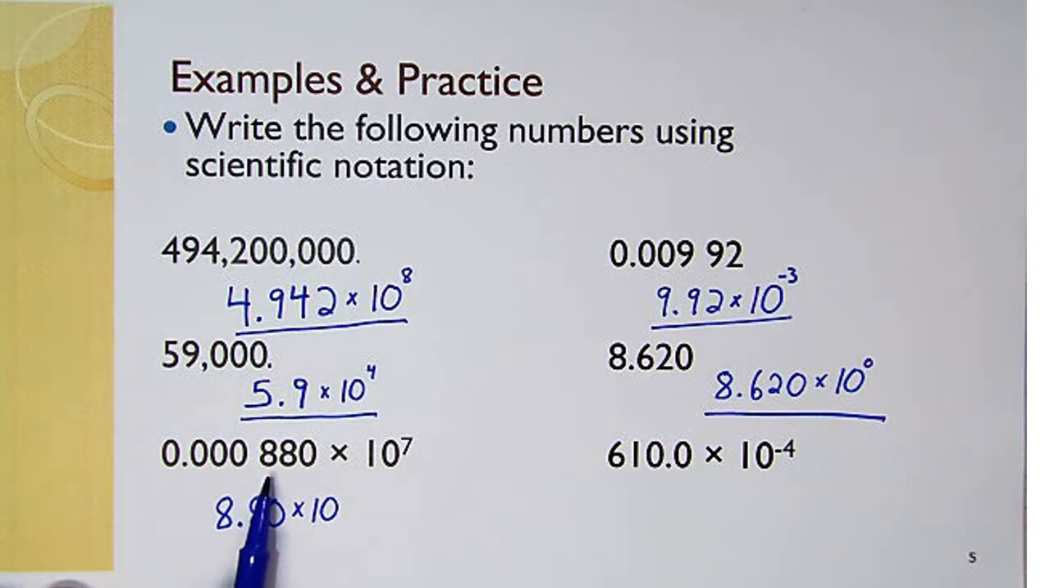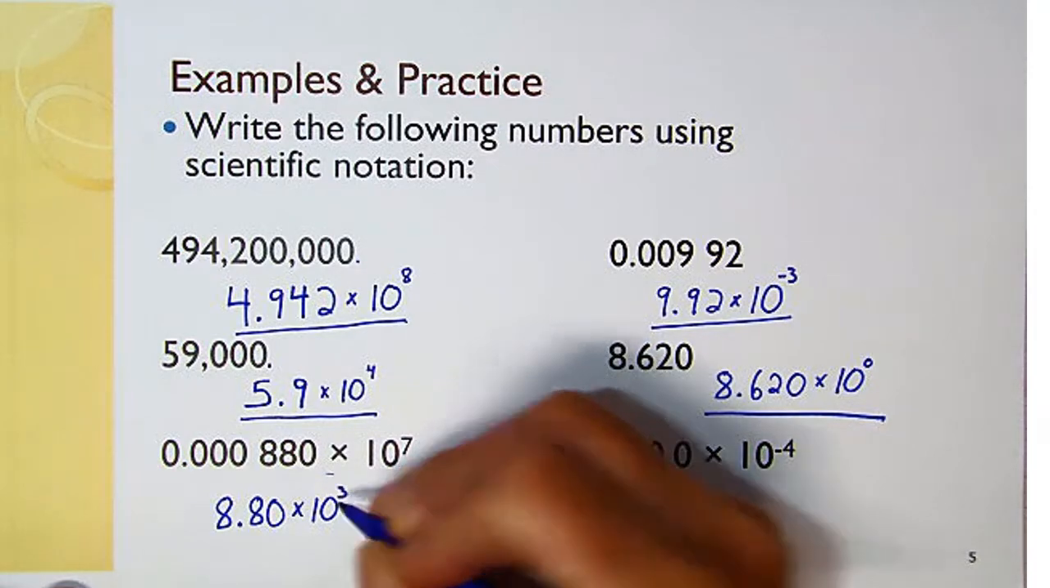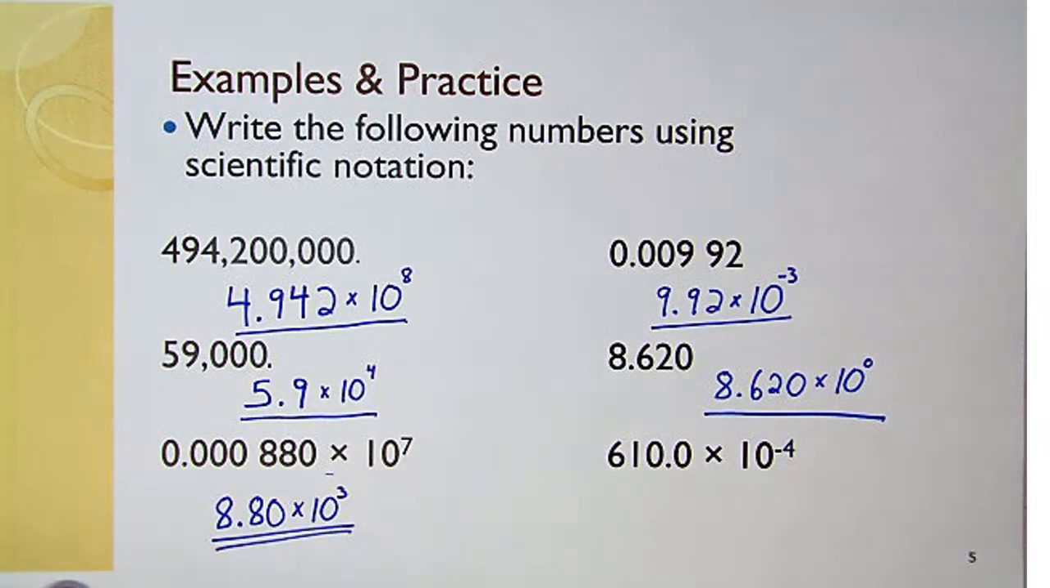Now, all of the number's value is either located in the coefficient or the power of 10, and we can move that number's value back and forth. It's kind of like a seesaw. If one side of the number goes up, then the other side of the number has to go down. Since we're making the coefficient 1, 2, 3, 4 places bigger than it was, we're going to get that value by taking it out of our power of 10. This has to go 4 places smaller than it was, so the 7 is going to drop down to a 3. 8.80 times 10 to the third. Our coefficient had to get bigger, so our power of 10 had to get smaller.